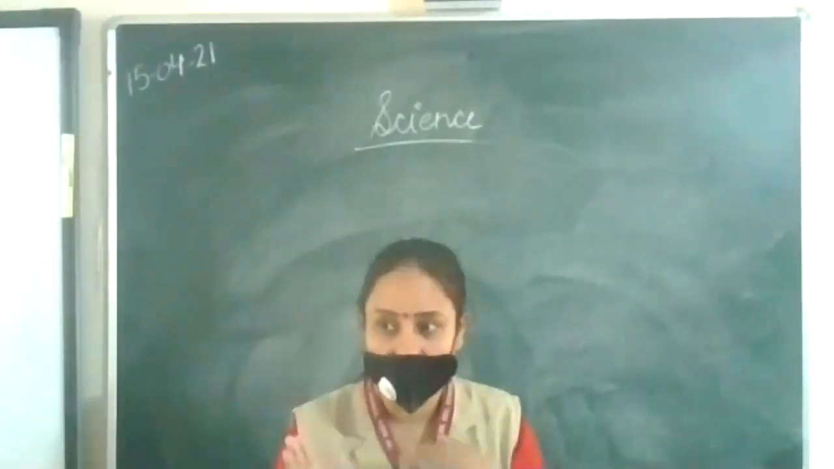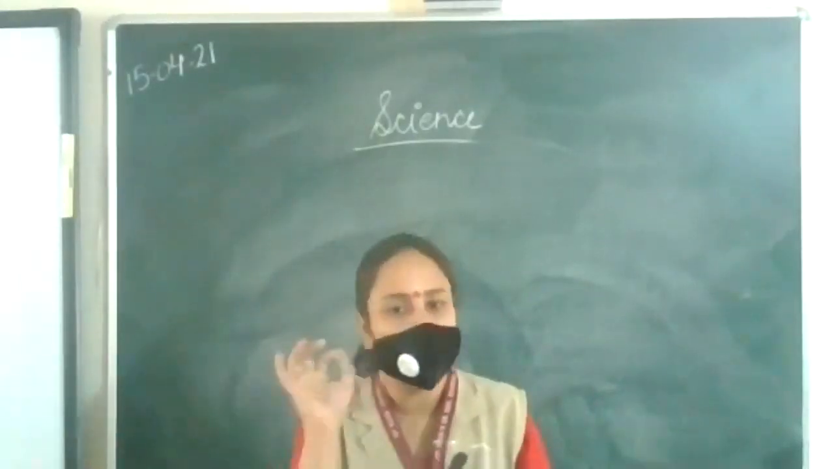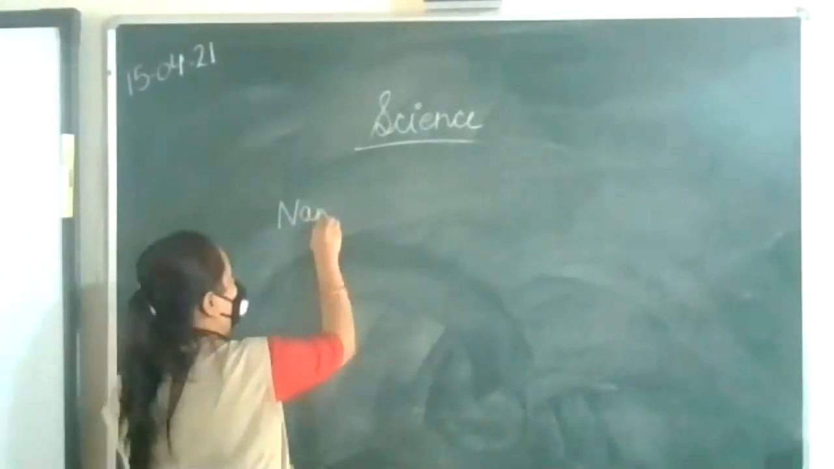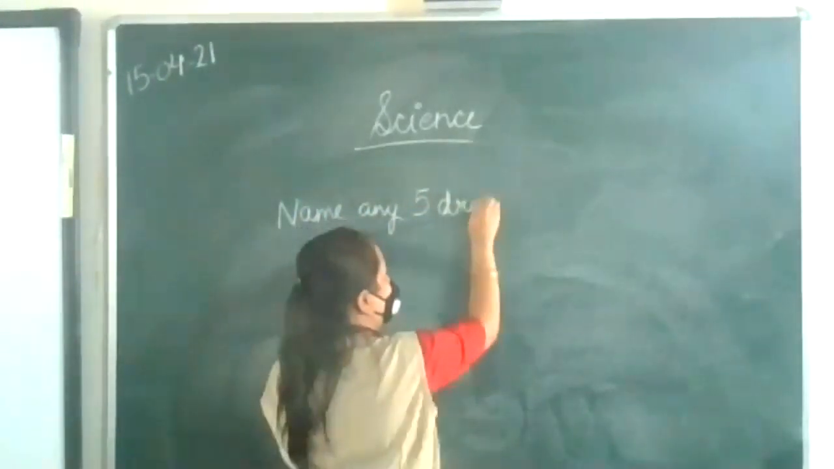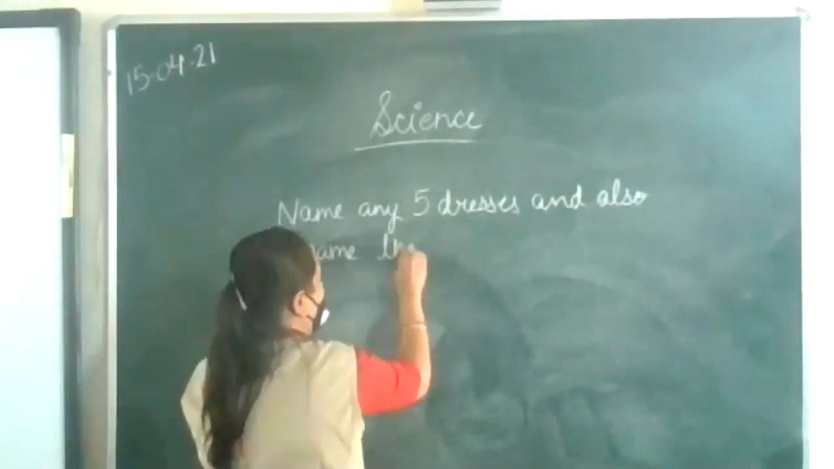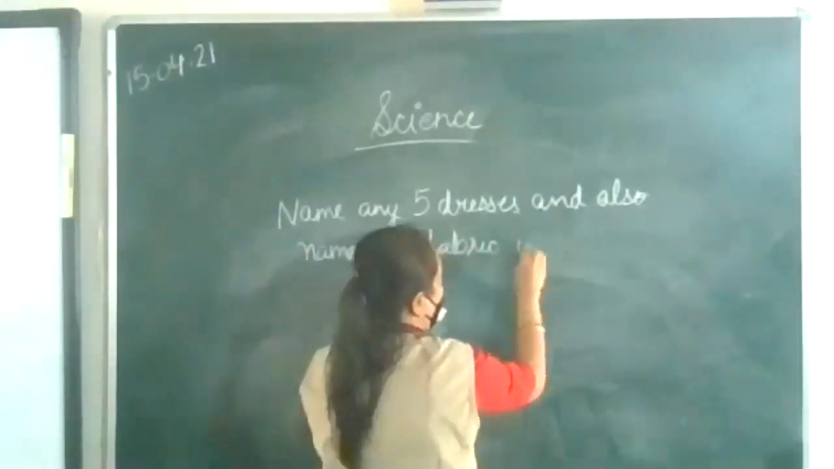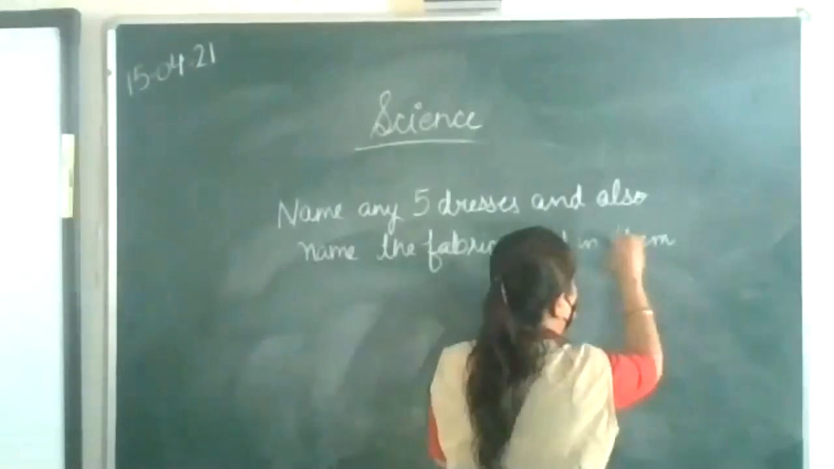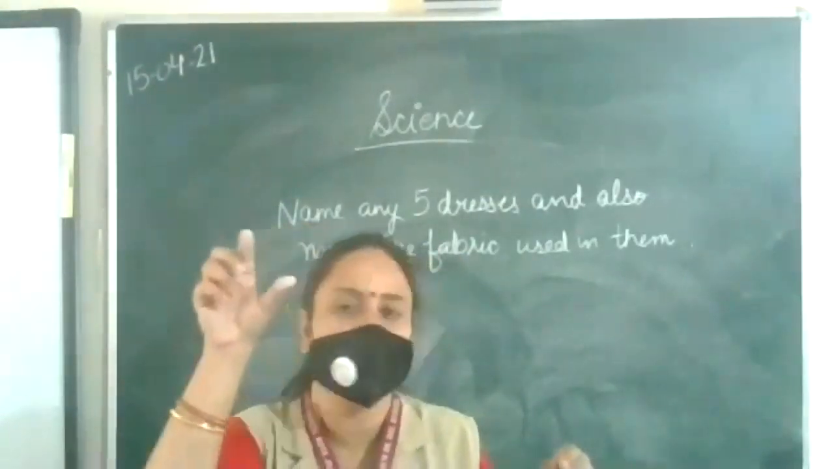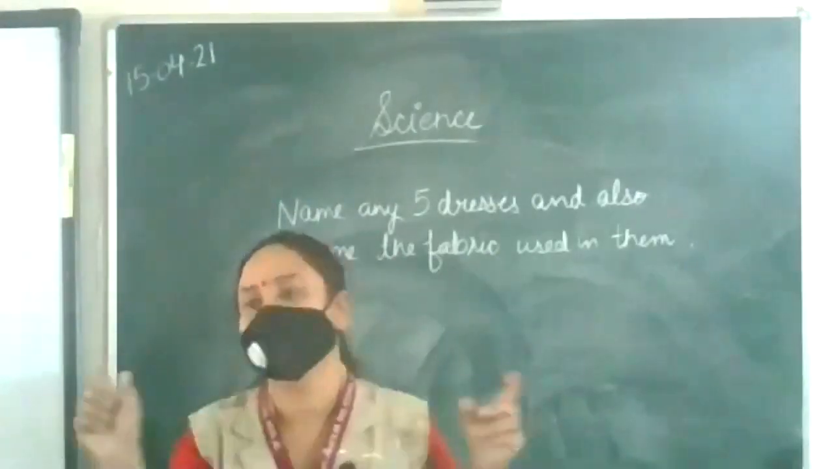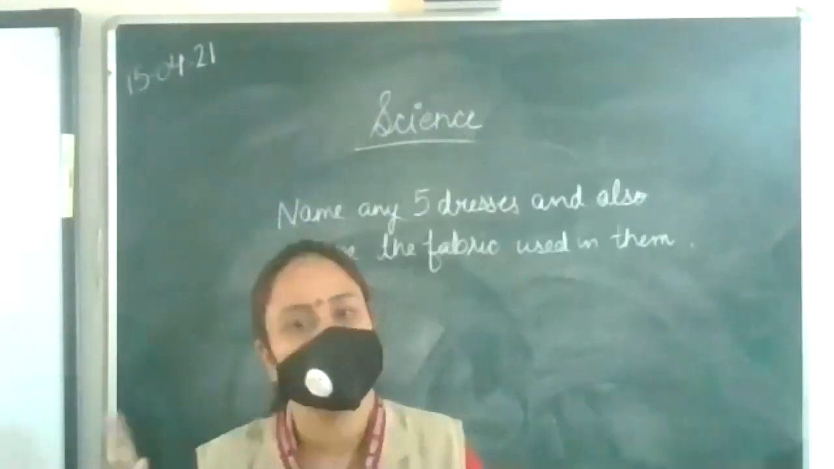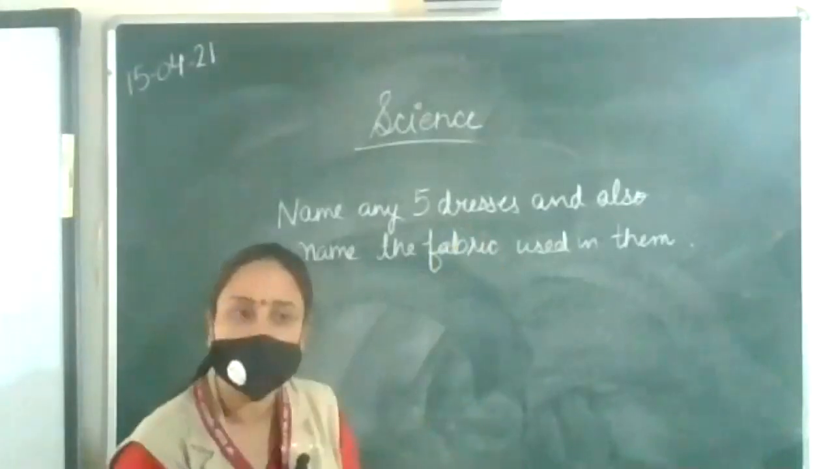So, what is your homework for today? I am giving you one little homework. You will write down the names of any 5 dresses of yours, and also name the fabric used in them. Okay, beta, you know how you will do it? If you look at your t-shirts or whatever your dress is, there is an inner white slip inside it. There the material is written. It is written 40% cotton, 60% polyester, or whatever cloth is written there, that you have to write for any 5 dresses.